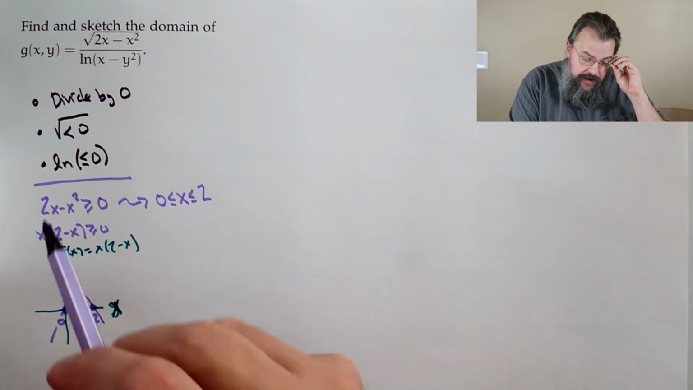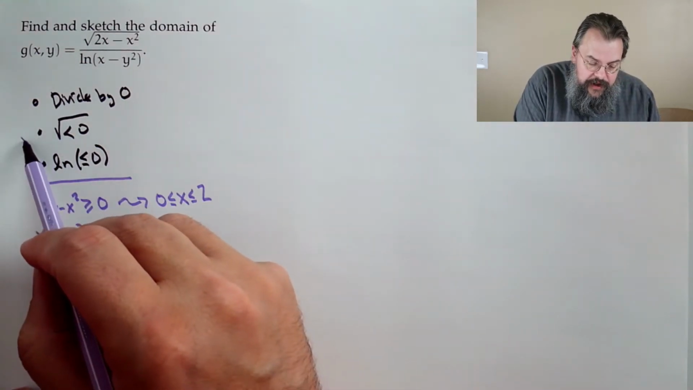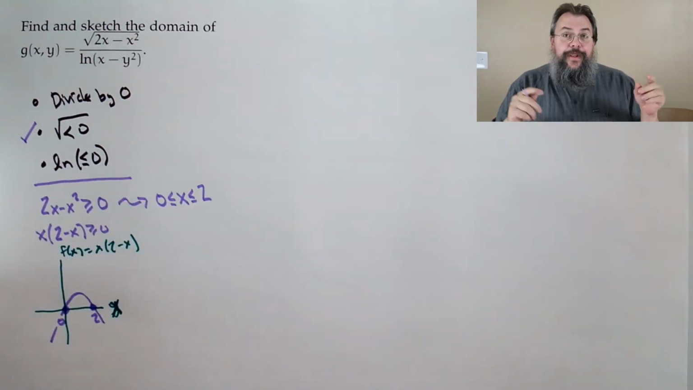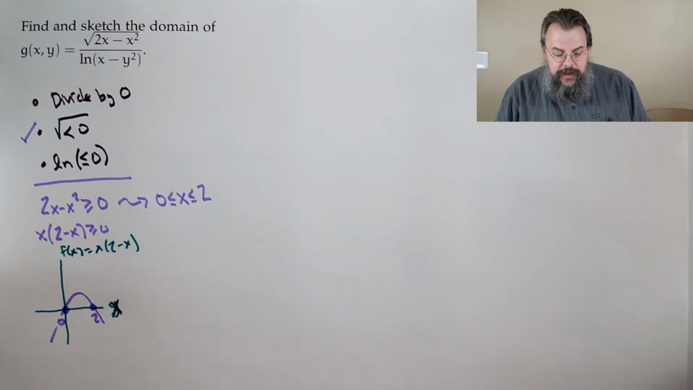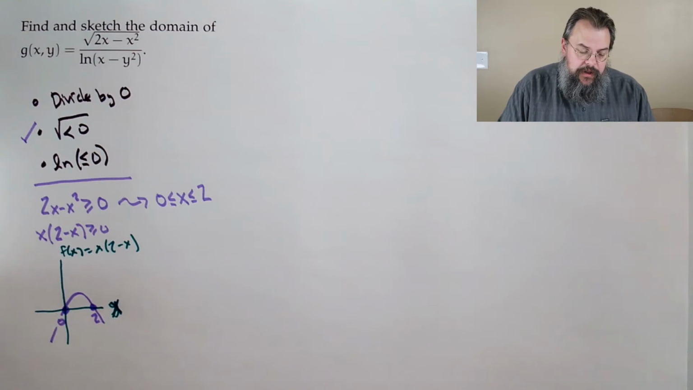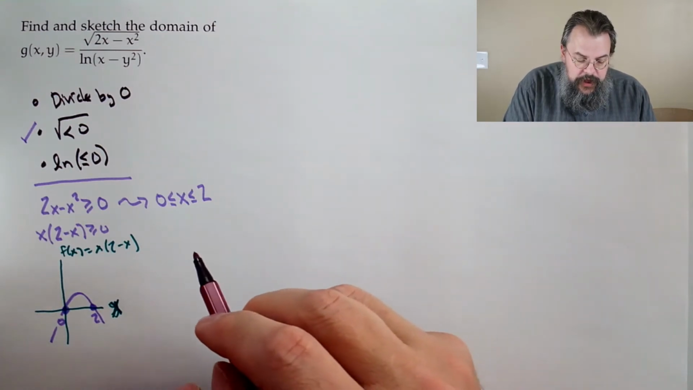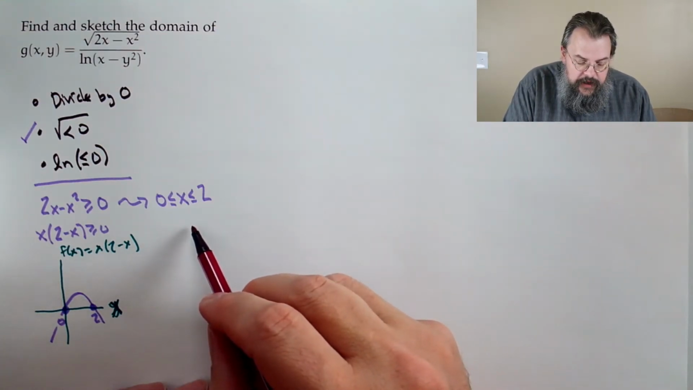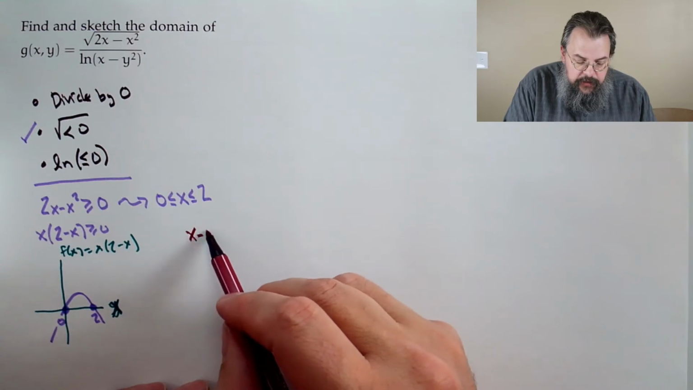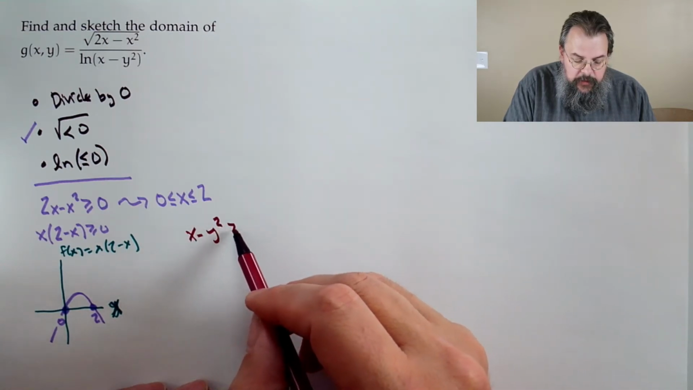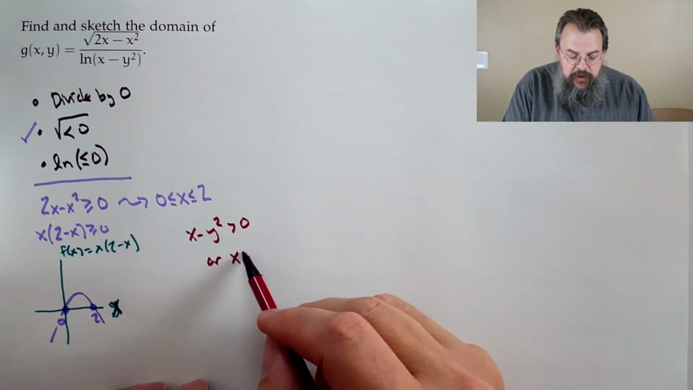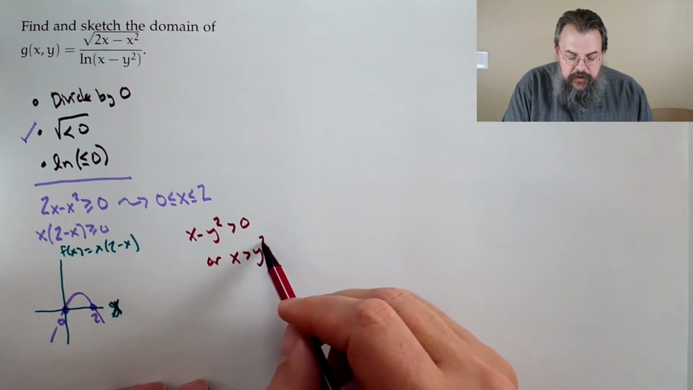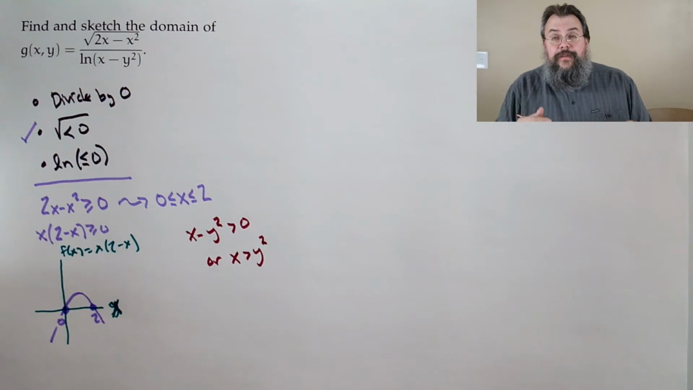So that takes care of square roots of negatives. Let's do our log function. All right. So for our log, what do we need? Well, we need the inside of the log, x minus y squared, has to be positive. Or we could say, look, x has to be greater than y squared.